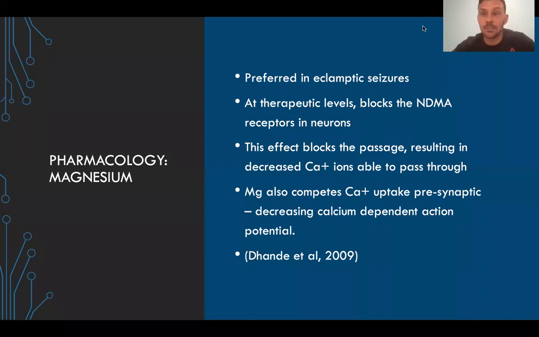Last but not least, magnesium. So it is the preferred medication when it comes to eclamptic seizures. At the therapeutic level, so the dosage that we provide, it actually blocks that NMDA receptor site in that excitatory pathway. So by blocking that site, it decreases the amount of the positively charged ions that are allowed to enter through. And it also competes with calcium in that presynaptic area, so decreasing the amount of, as it says there, the calcium dependent action potential, because magnesium, funnily enough, is an actual calcium channel blocker.